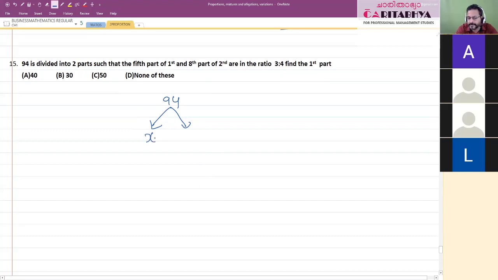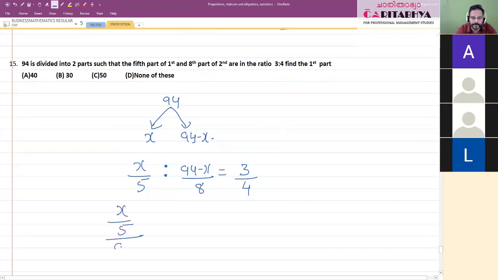Some people take x and y, but we should not go to 2 unknowns or 2 variables unnecessarily. So if the first part is x, the second part is obviously 94 minus x. Then what is the question? The 5th part of the first, that means x divided by 5, and the 8th part of the second, 94 minus x divided by 8. That is a ratio, so x divided by 5 is to 94 minus x divided by 8 is equal to 3 by 4.